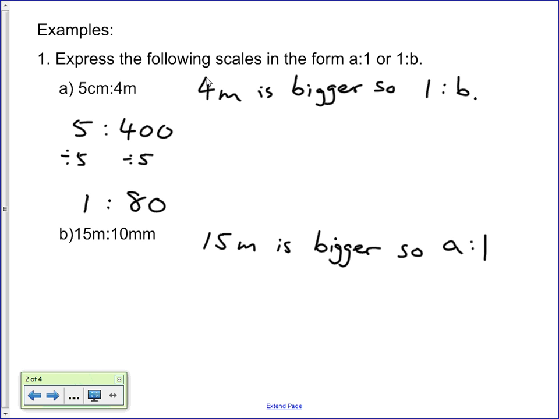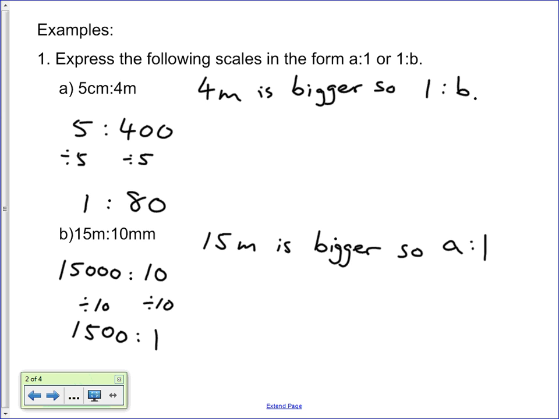So we need to do something to this first as well. They're both in different units, so we have to change them to the same units. So Tom, what's 15 meters in millimeters? 15,000, yeah. So it's 15,000 to 10. Alright. Now, how do I go from 15,000 to 10 to something to 1? What do I have to do? I want to make this side just 1. How do I go from 10 to 1? Divide by 10. So I'm going to divide both sides by 10. So this divided by 10 is 1,500.